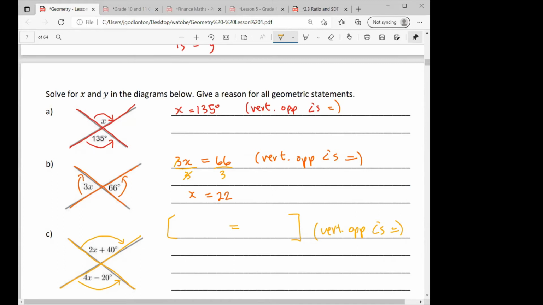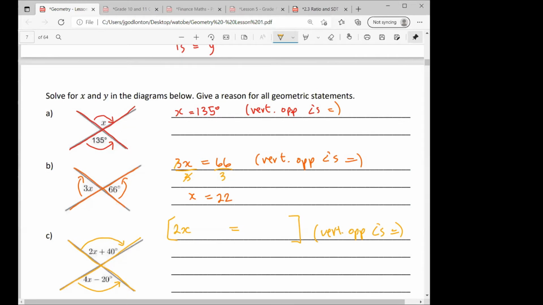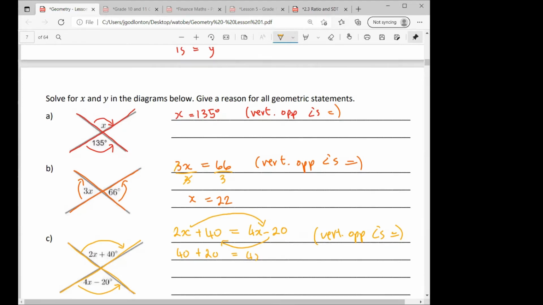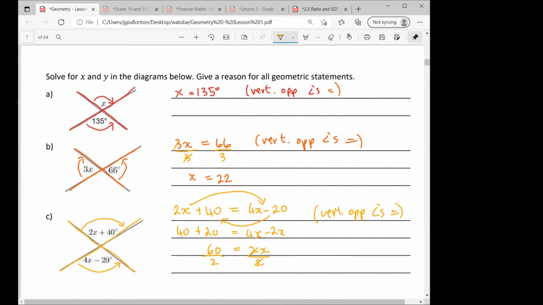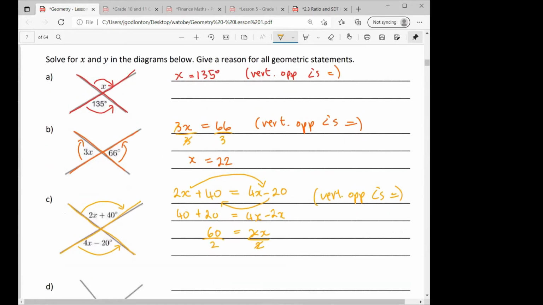Okay, let's write our equation. 2x plus 40 is equal to 4x minus 20. So I'm going to move this 2x onto that side, and I'm going to move this 20 onto that side. You don't have to do it on the same side as me. So I'm going to have 40 plus 20 is equal to 4x minus 2x, which means 60 is equal to 2x. Then I'm going to divide both sides by 2, and so x is going to be 30 degrees.